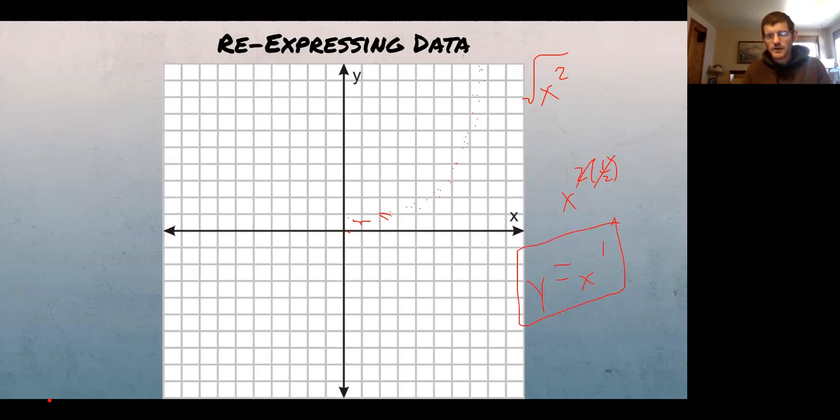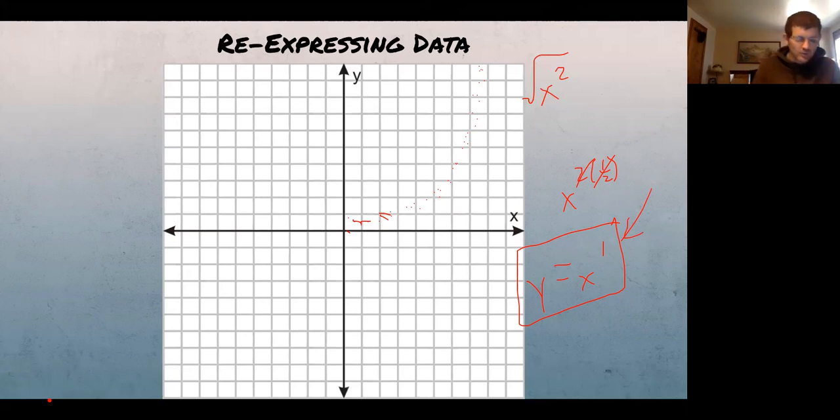The inverse of a quadratic is a square root function. The inverse of an exponential is a logarithmic function. And by multiplying or performing an operation on the data that re-expresses it, I can turn it into a linear function or something that's modeled by a linear function. And I want to make sure it's clear.